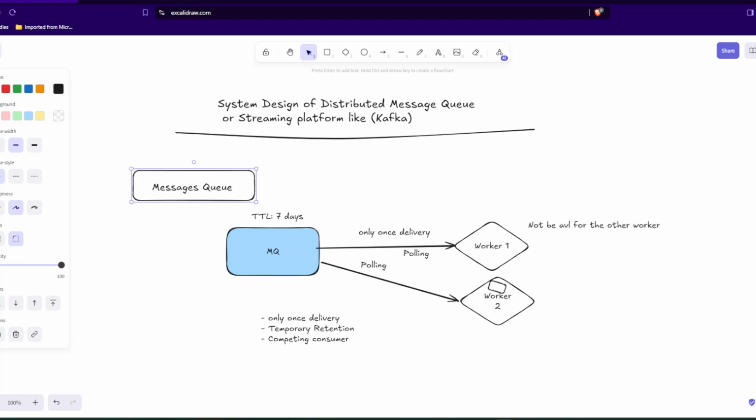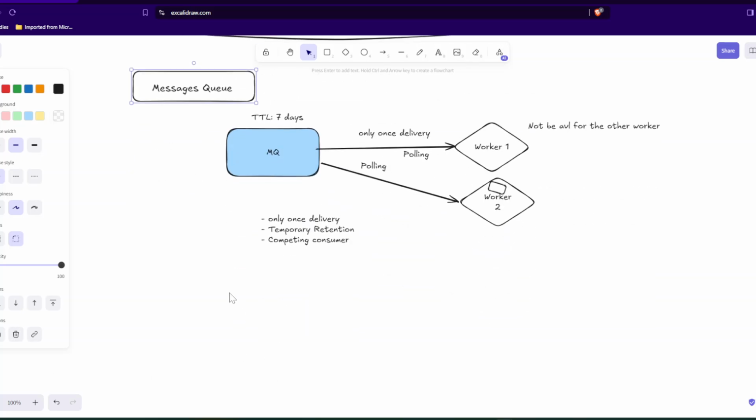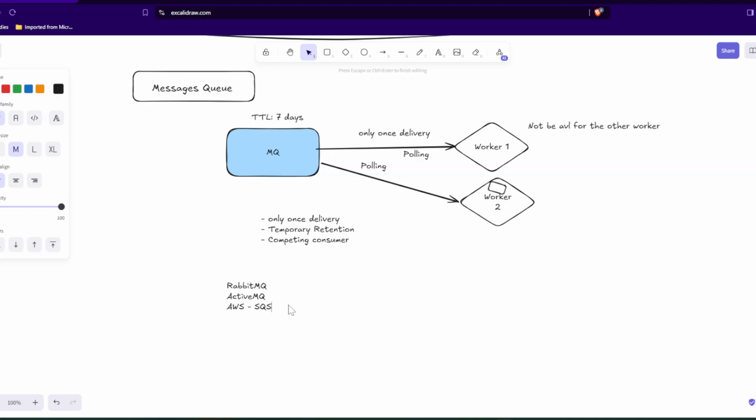So let's take some industry use cases, and look at what the popular message queues in the market right now are. In case you have heard about RabbitMQ, or ActiveMQ, these are message queuing services. And if you are an AWS junkie, you might have heard about AWS SQS, Simple Queuing Service. So that is also a sort of message queue.